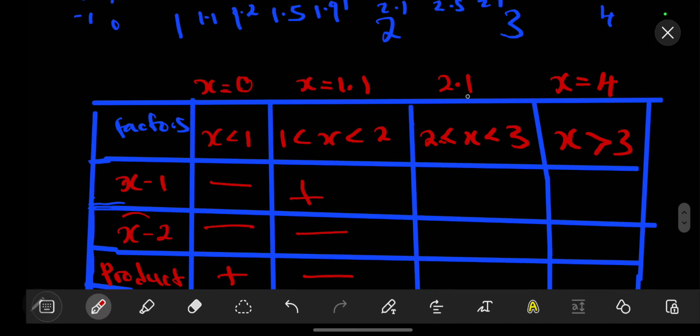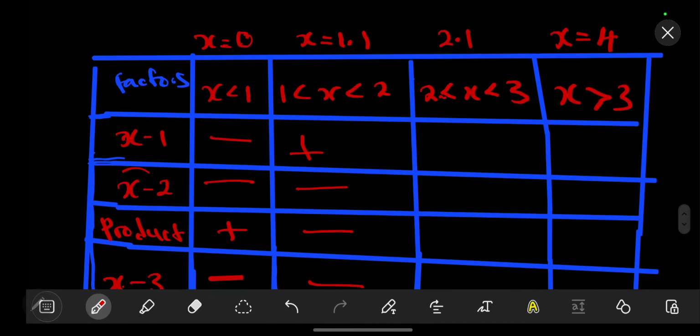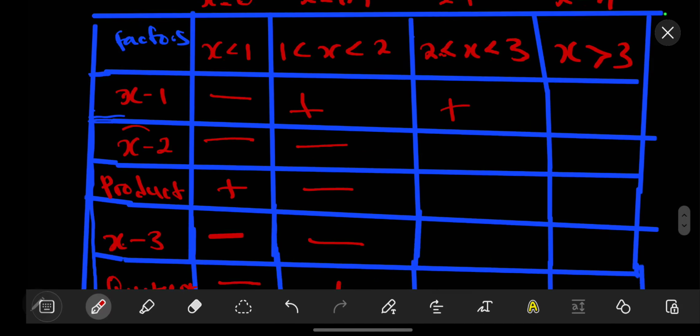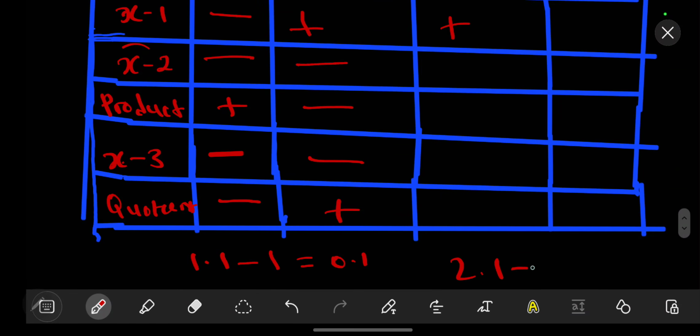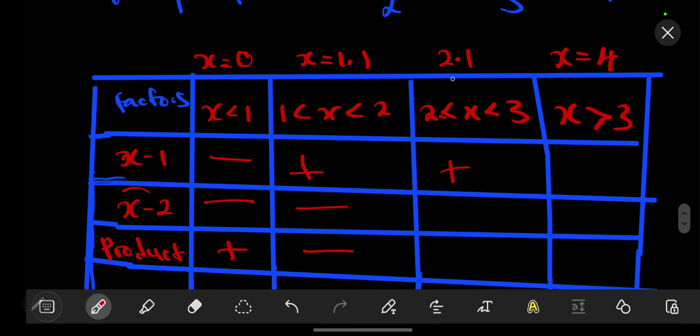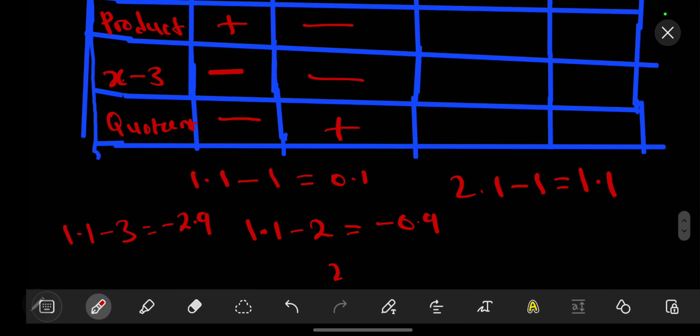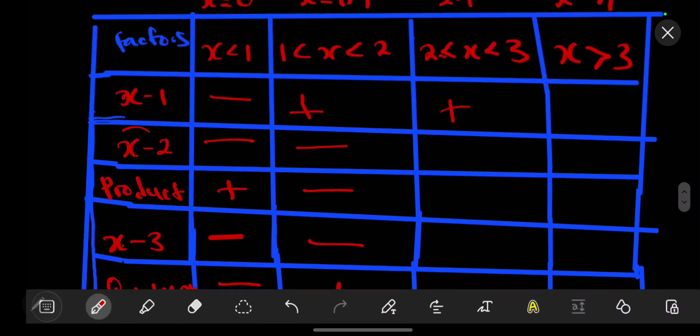Then when we look at our 2.1, we put it here. It will be a positive because 2.1 minus 1 will give you 1.1, which is positive in that case. If we get this 2.1, we put it here: 2.1 minus 2. 2.1 is greater, so 2.1 minus 2 will give us 0.1, which is positive. So we are going to put a positive. Positive times positive, we are going to get a positive, like that.